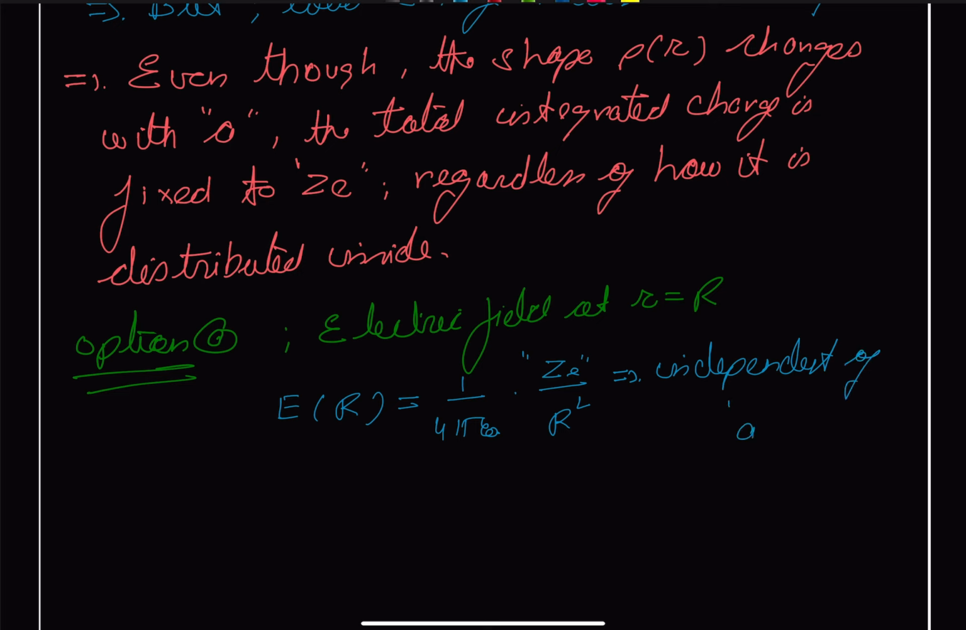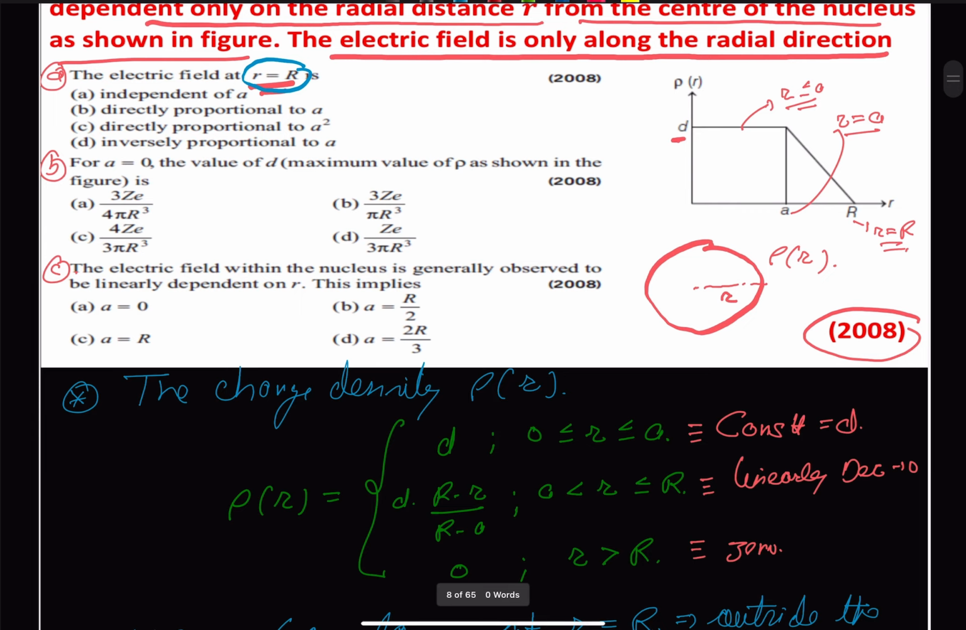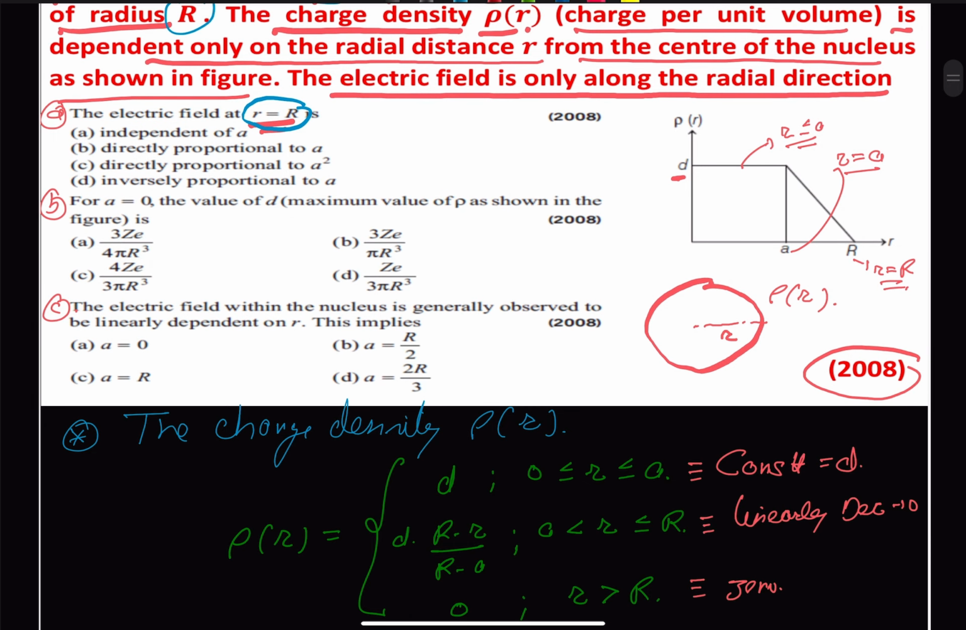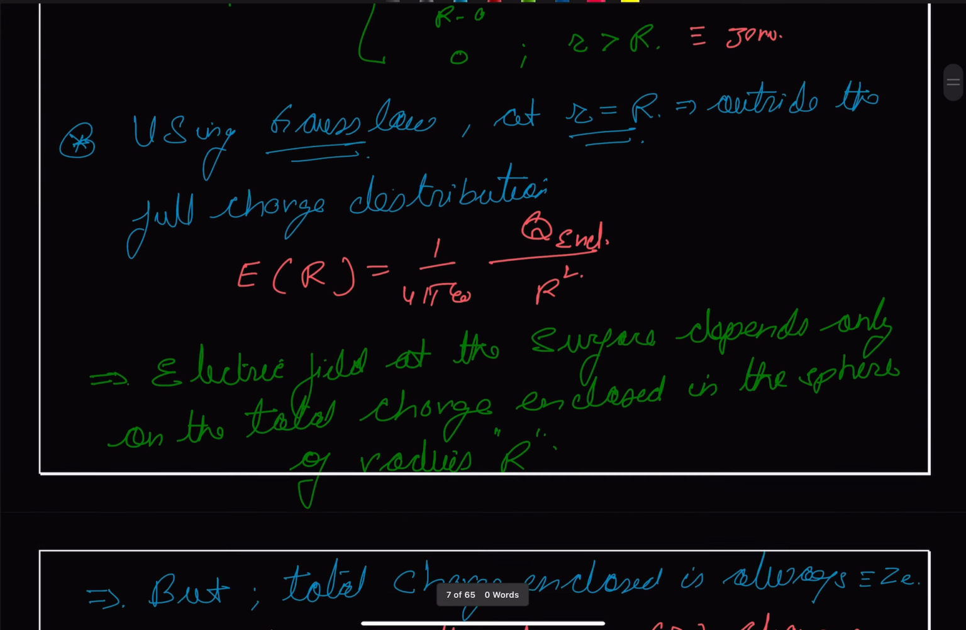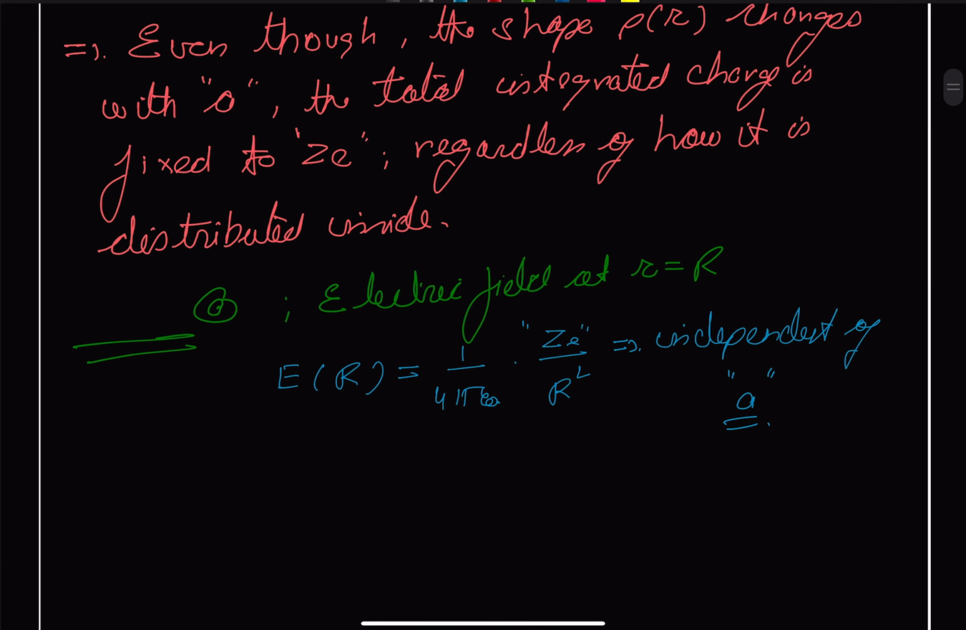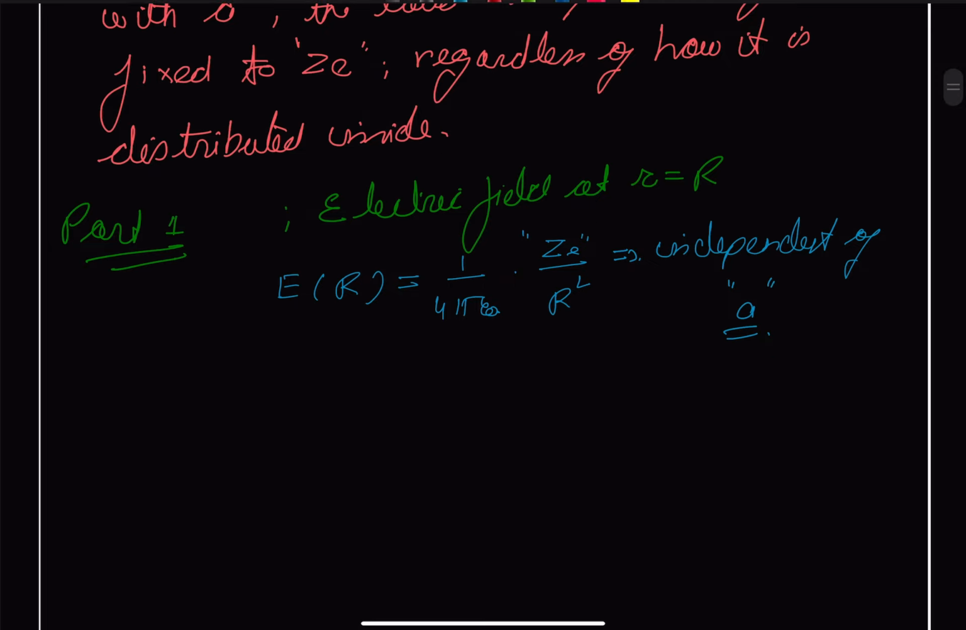Independent of A. So therefore option A is correct. Oh, sorry, let me name them 1, 2, 3. So for the first option, A is correct. So this is our part 1, and part 1 option A is correct.